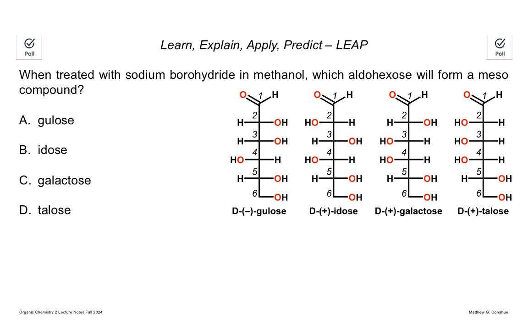So that was a set of 4 of the 8 D isomers. This is the other 4 D isomers, and it's the same question. Which one of these is going to form a meso compound? Galactose.